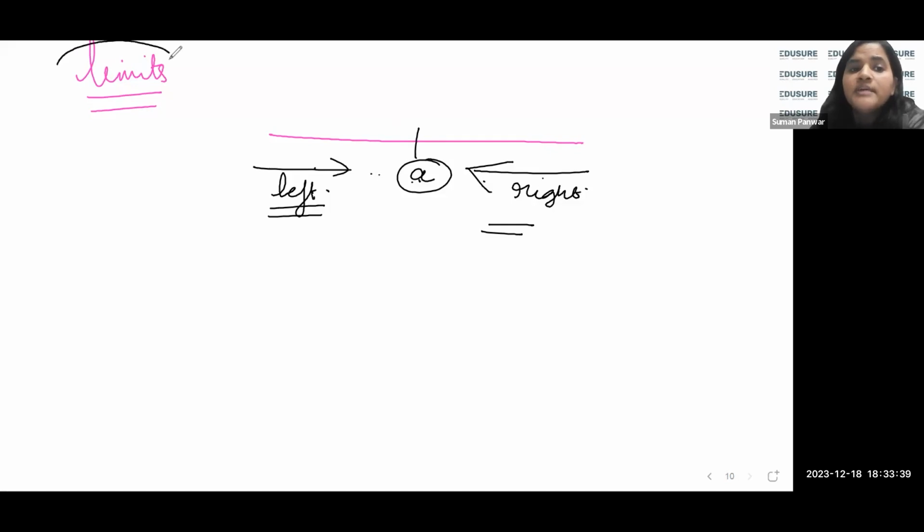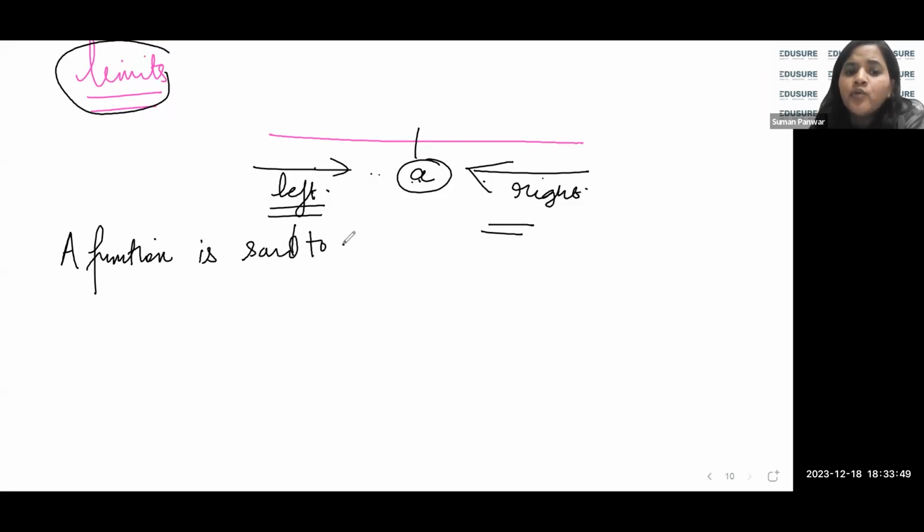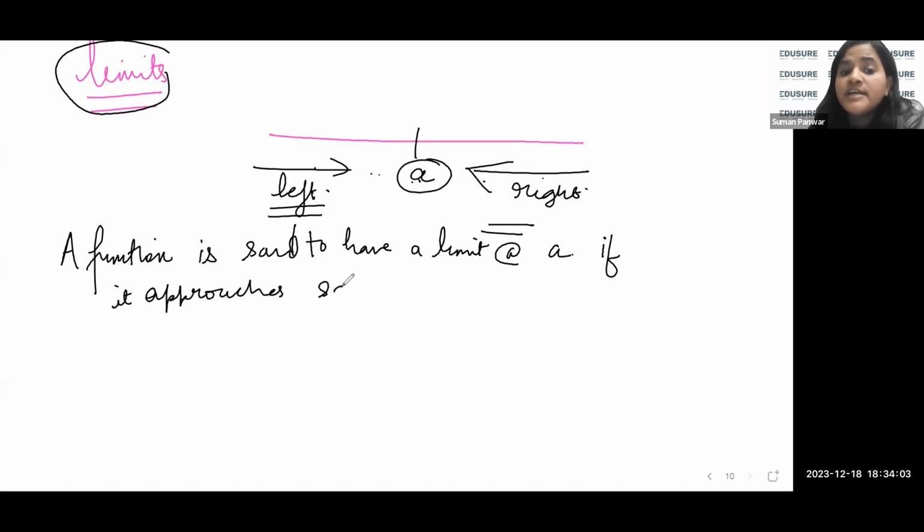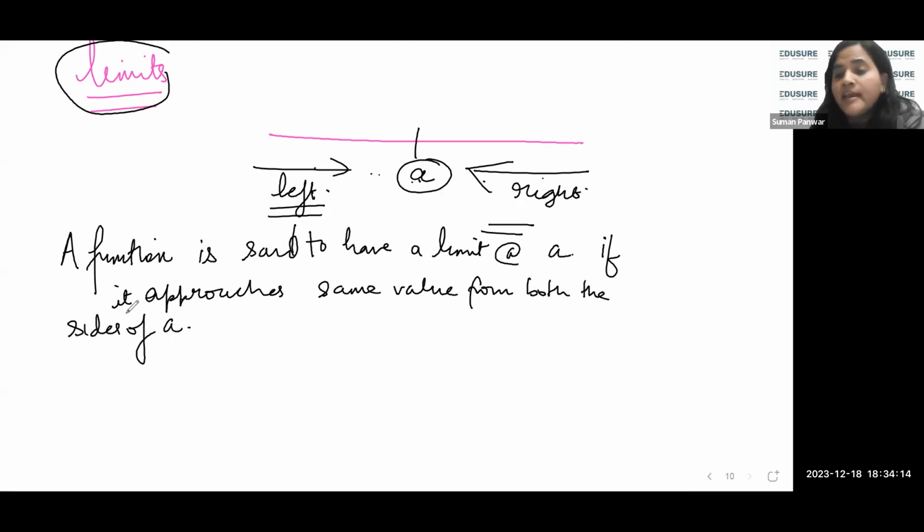Okay, so what is the basic definition of limit? A function is said to have a limit at a if it approaches the same value from both the sides of a. ये बेसिक डेफिनेशन है. मैं a पे लेफ्ट से आऊं या राइट से आऊं, it should approach the same value. अगर ऐसा नहीं है तो फंक्शन की लिमिट नहीं होगी.